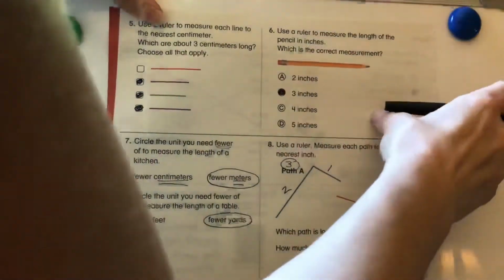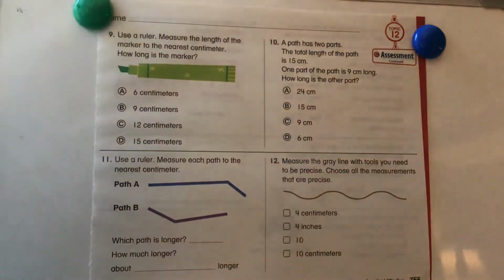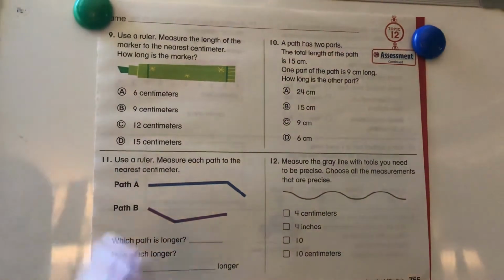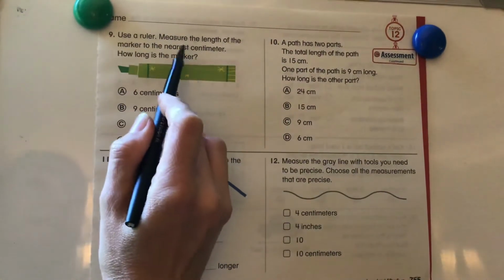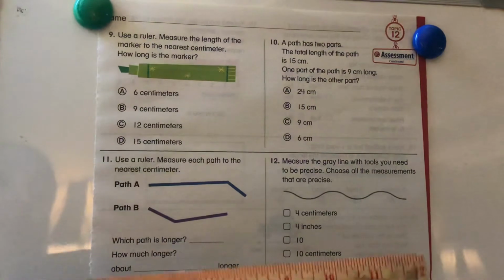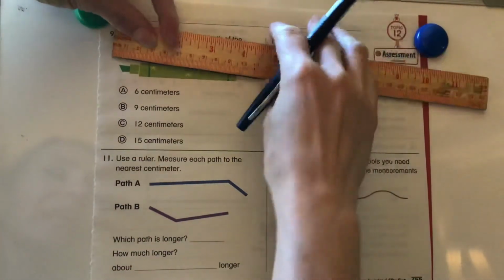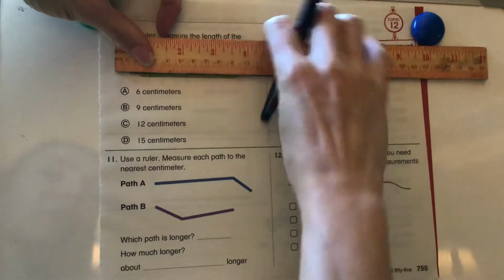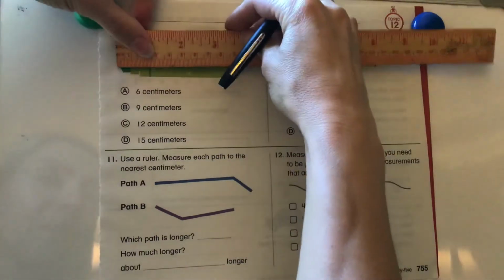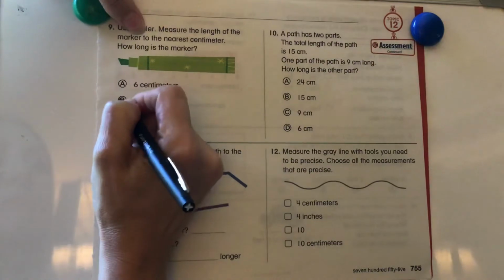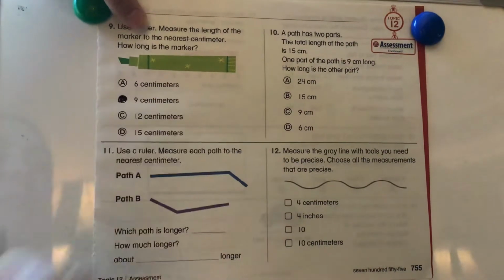All right, let's go on to our next page of the assessment for topic 12. Use a ruler. Measure the length of the marker to the nearest centimeter. How long is the marker? So we're not using inches now, we're using centimeters. So we're going to go here, and it is, let me try and get it straight. It's about 9 centimeters. So again, measure it, 9 centimeters.